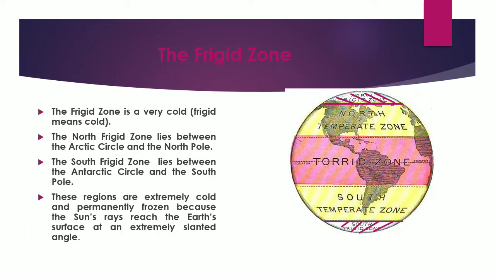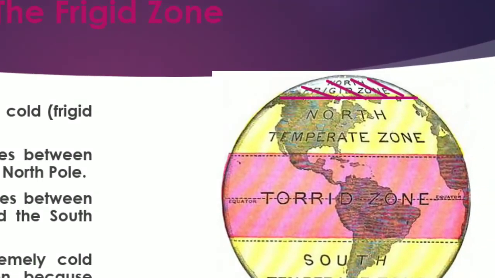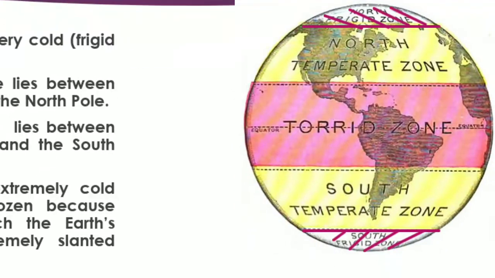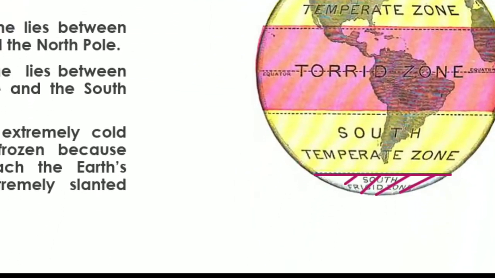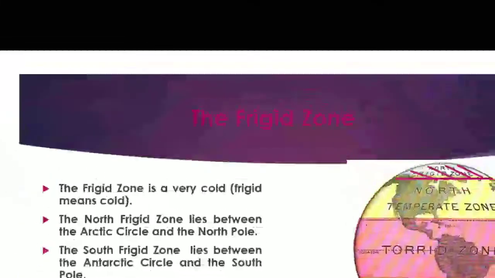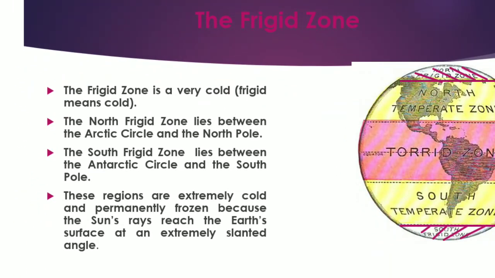The next zone is the frigid zone. So you can see in the picture the above bars and the lower bars. These two zones are the frigid zone. The above one is the north frigid zone and the lower one is the south frigid zone, right? Frigid means cold. So it is a very cold region.